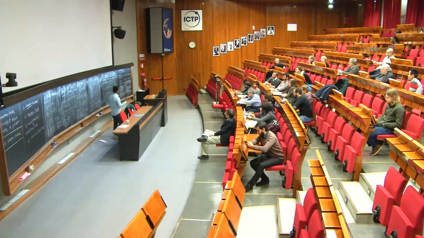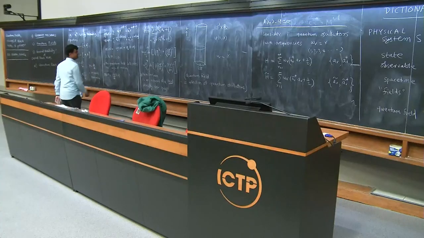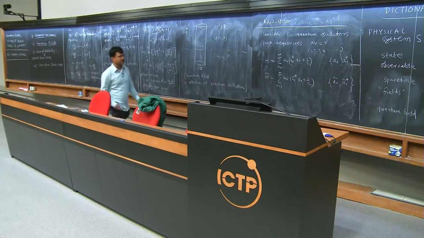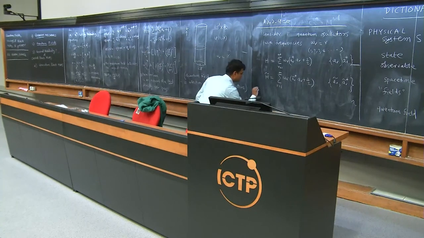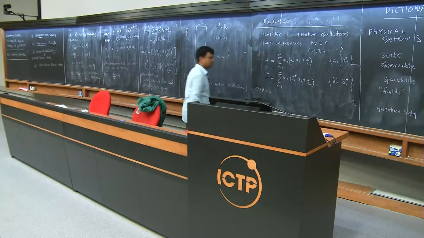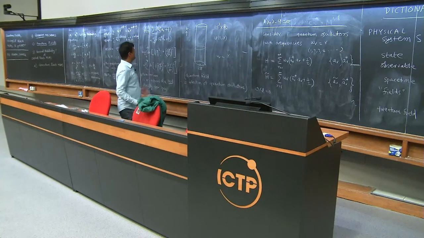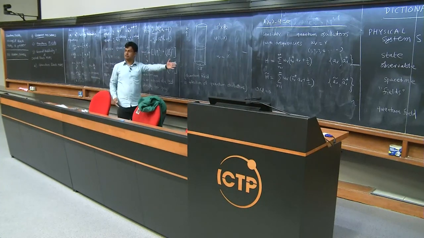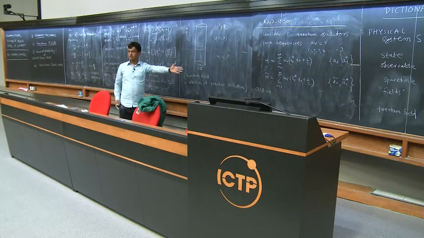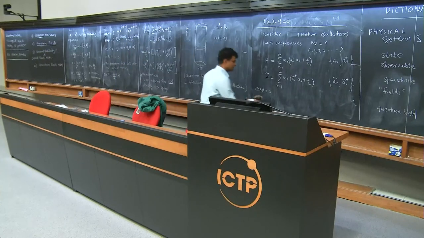Okay, let me just recapitulate. The point is the following. A classical field satisfies some equation, like Laplacian of phi equal to zero. We constructed an object called the quantum field, which satisfies the same equation. So the quantum field satisfies the same equation.